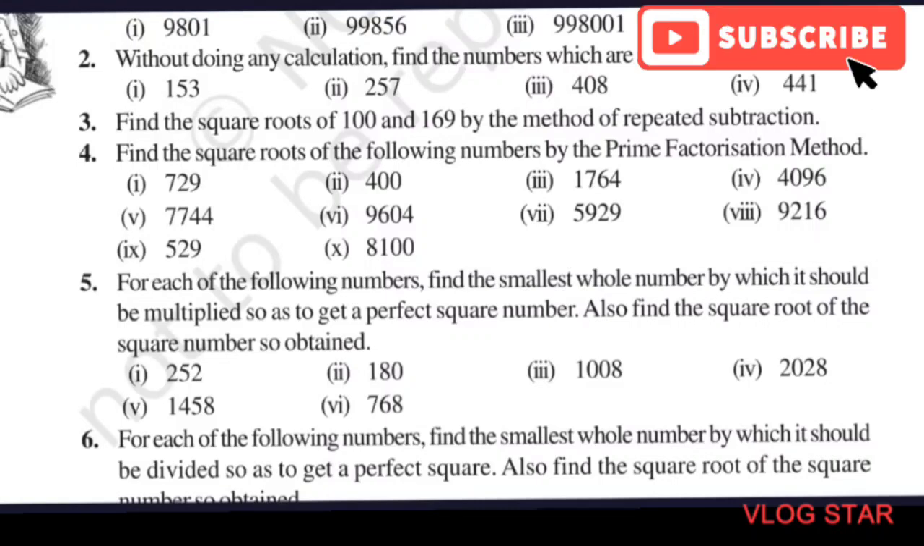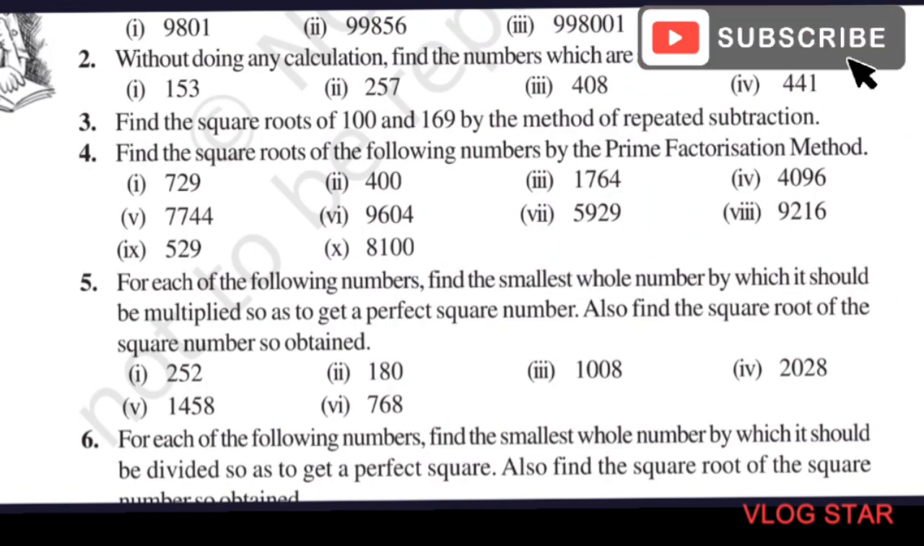Hello, welcome. Let's discuss exercise 6.3, class 8, question number 4. Question number 4 is: find the square root of the following numbers by the prime factorization method. There are 10 parts given in the fourth question, and we have to factorize each by the prime factorization method and find the square root.